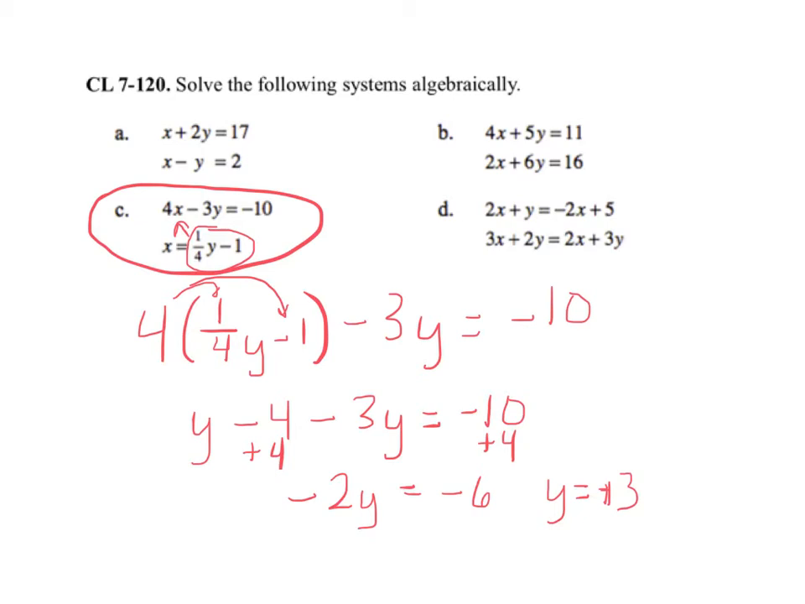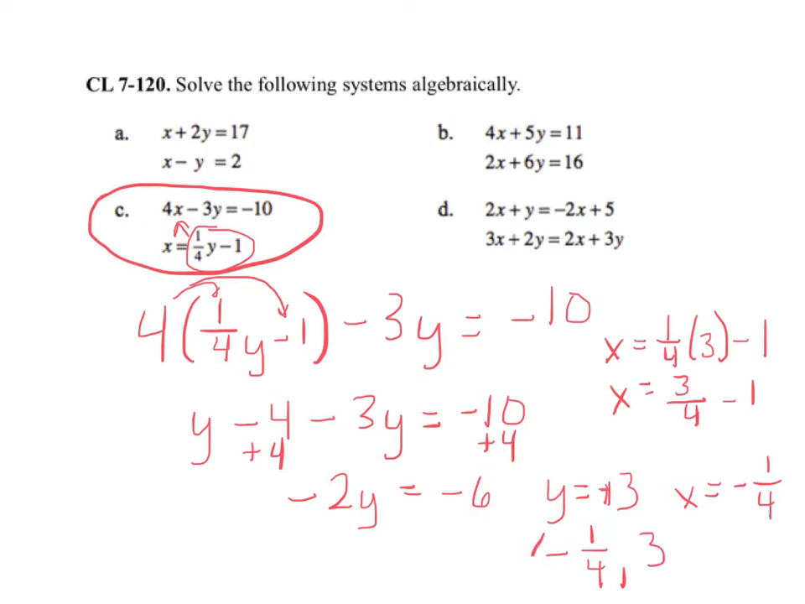All right, and I can sub that back in to the x equals. So x equals 1/4 times 3 minus 1. So I will get a fraction here. X equals 3/4 minus 1. So x equals negative 1/4. So final answer would be negative 1/4. And if I put it in system of equation, solution, negative 1/4 comma 3.